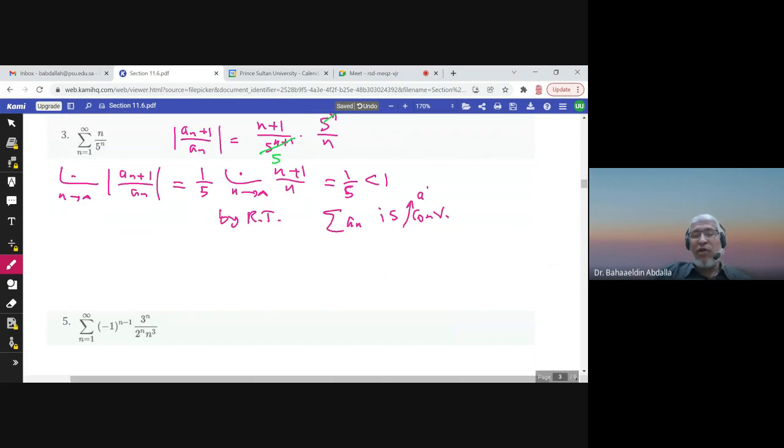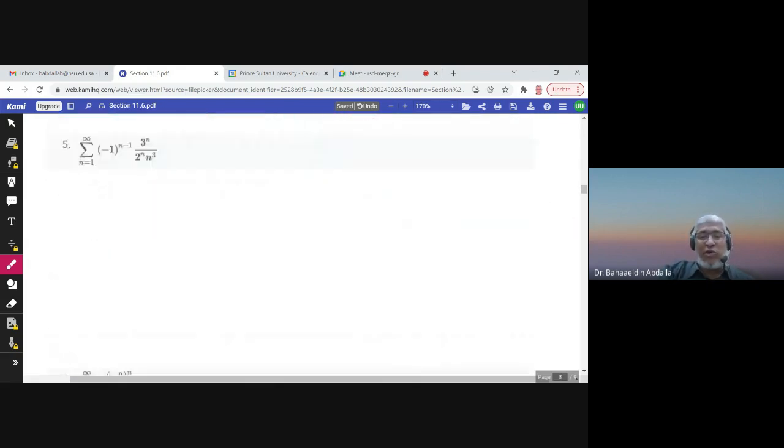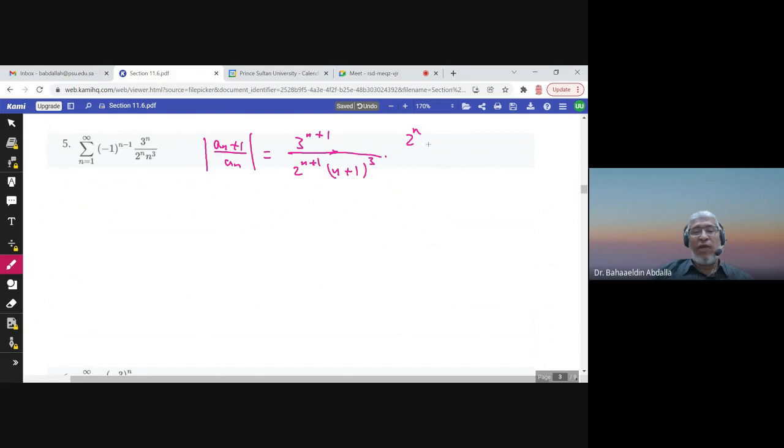Convergent or even absolutely convergent. Of course it's convergent, but absolutely convergent is stronger. So here we have -1, but when I take the absolute value of a_{n+1} over a_n, the absolute value will get rid of the -1. So there is no need to write it. I'll just write 3 to the power n plus 1 over 2 to the power n plus 1 times (n plus 1) to the power 3, multiplied by the reciprocal of a_n, which is 2 to the power n times n to the power 3 over 3 to the power n.